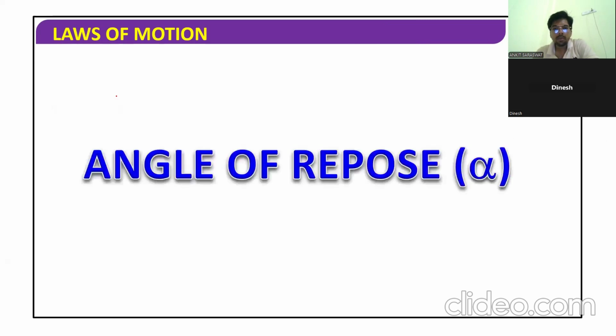Angle of repose. What is angle of repose? First, angle of friction: it is the angle made with the normal by R, the resultant of the limiting friction and the normal reaction. R is the resultant contact force. The angle made by it with the normal is known as the angle of friction, in the static condition.